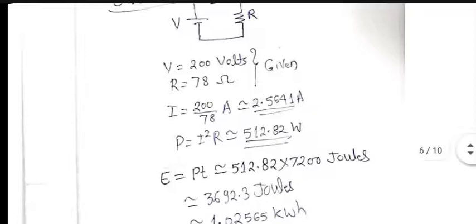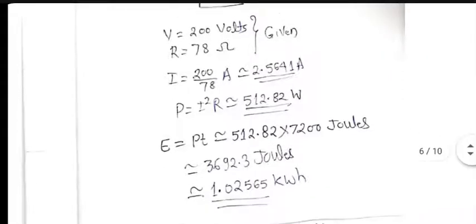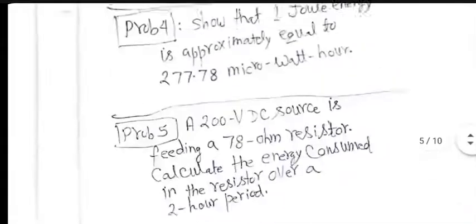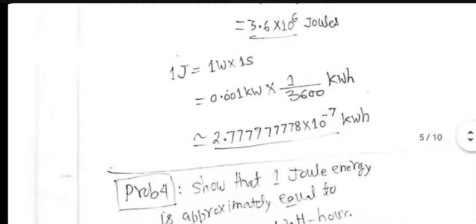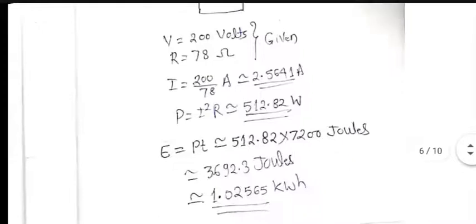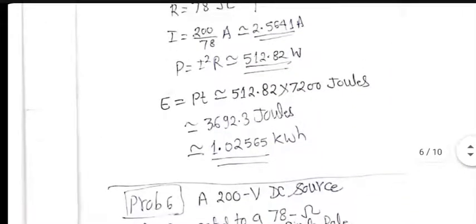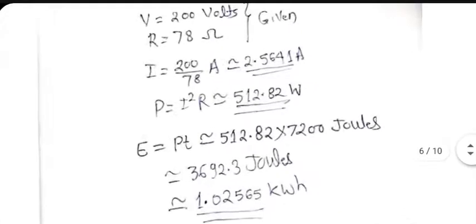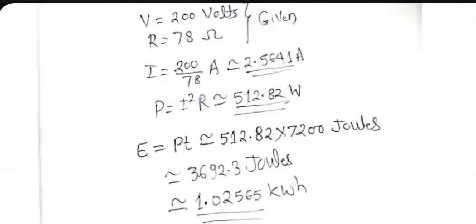Energy is P into T. This is the answer in joules, 3692.3 joules. And you have the conversion formula to make the answer in kilowatt hour, or you can use your basic understanding of the definition of kilowatt hour to figure out the answer. Either way, the answer in kilowatt hour is 1.02565. Typically, the companies charge you 8 rupees or so for 1 kilowatt hour. So for this operation, you will be paying around 8 rupees.